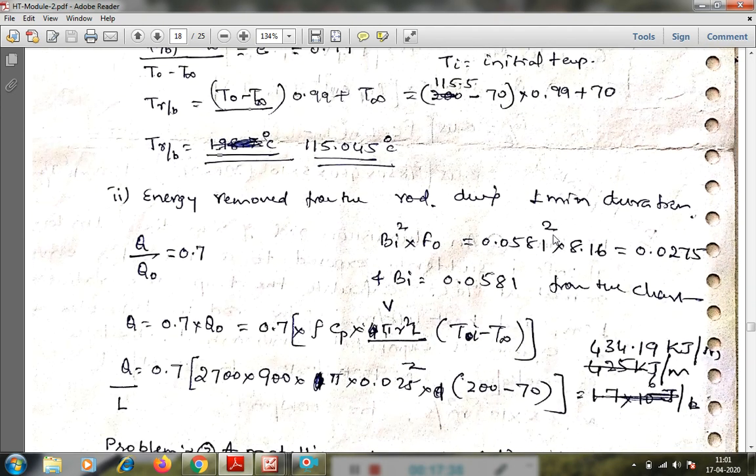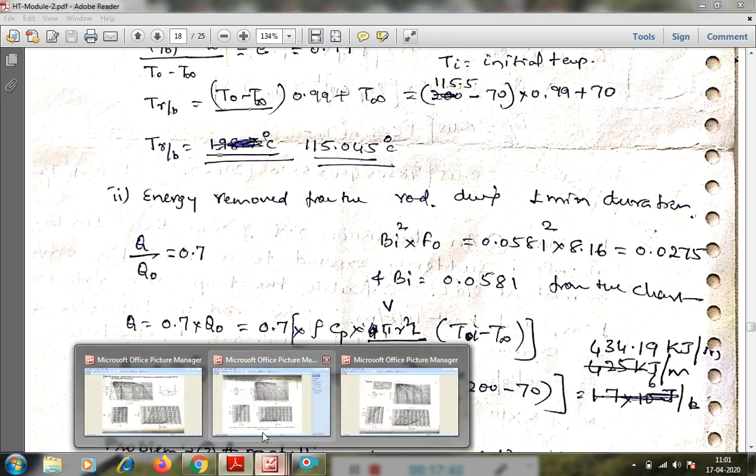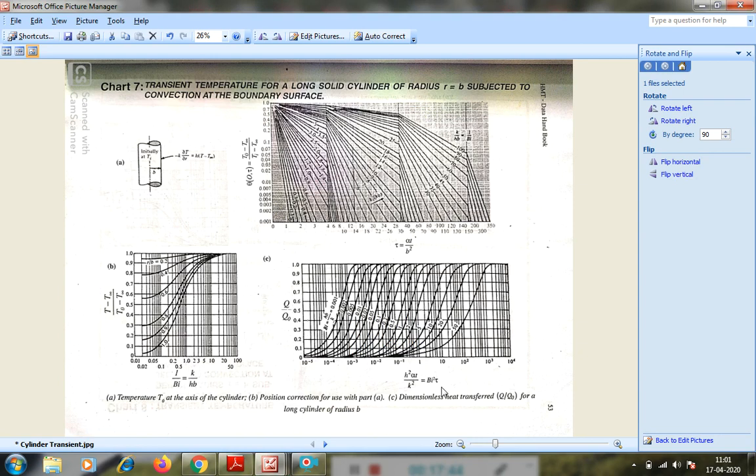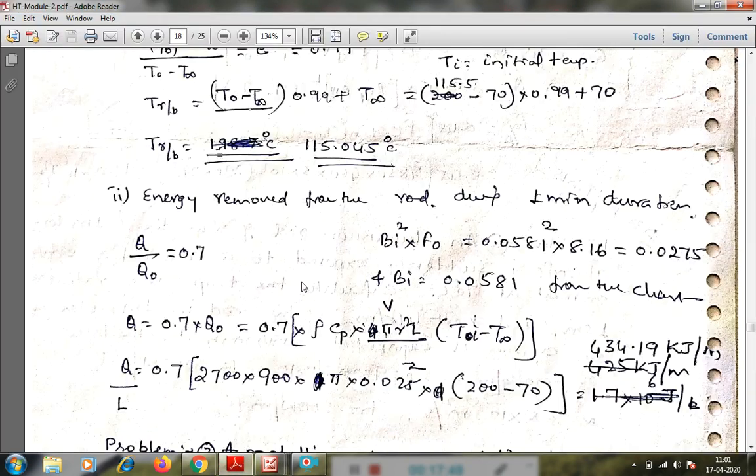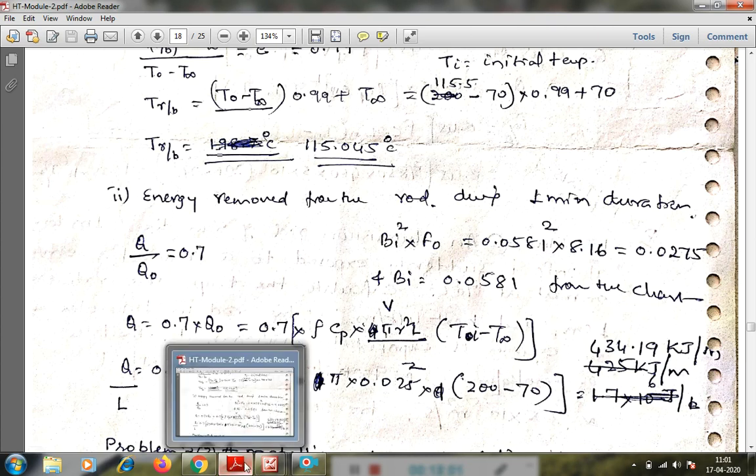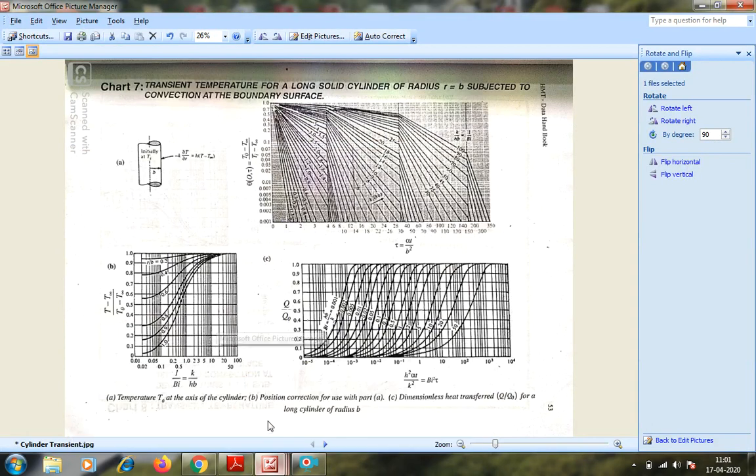Energy removed from the rod during the 1 minute duration. Okay, that third chart we have to use. In that third chart, along the x-axis it is Biot number squared into Fourier number, and on the curve it is the Biot number. Biot number squared into Fourier number we got 0.0275, and the Biot number is 0.0581, and then the Q by Q naught value we have to get from that.